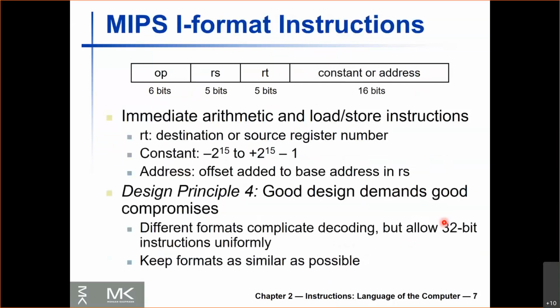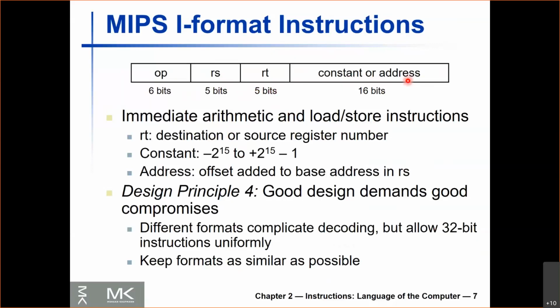The I format, we said, is used for instructions that have one source register and either a second source register or a destination register. And they have one of the operands being some constant or some offset. We said that this is usually used for arithmetic operations that have immediate operands, such as add immediate, for example, where you have one source register, an immediate value, and a destination register, or load and store instructions, where this field is used for the offset from the base address where you're loading or storing.